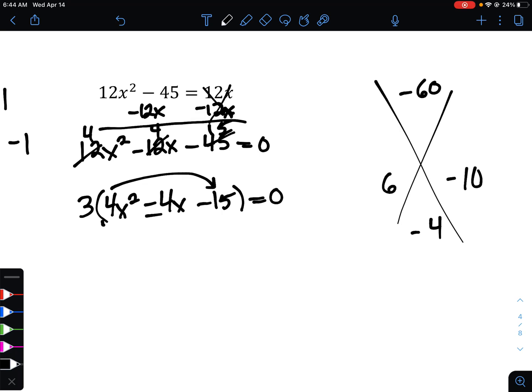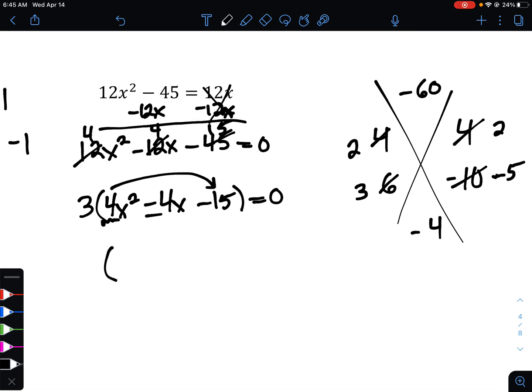Next, we'll go ahead and take our number that was in front of x squared and put it above each of those two numbers. So we'll put a 4 above both the 6 and the negative 10. And now let's look to see if we can simplify. For 4 and 6, those are both divisible by 2. 4 divided by 2 is 2, and 6 divided by 2 is 3. Next, for 4 and negative 10, those are also both divisible by 2. 4 divided by 2 is 2, and negative 10 divided by 2 is negative 5.